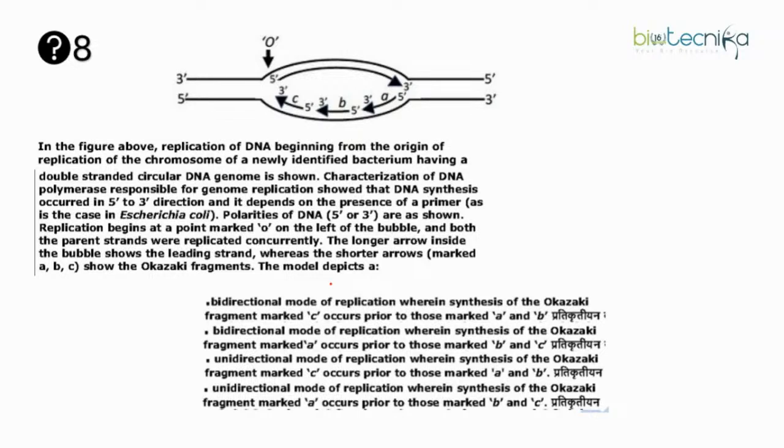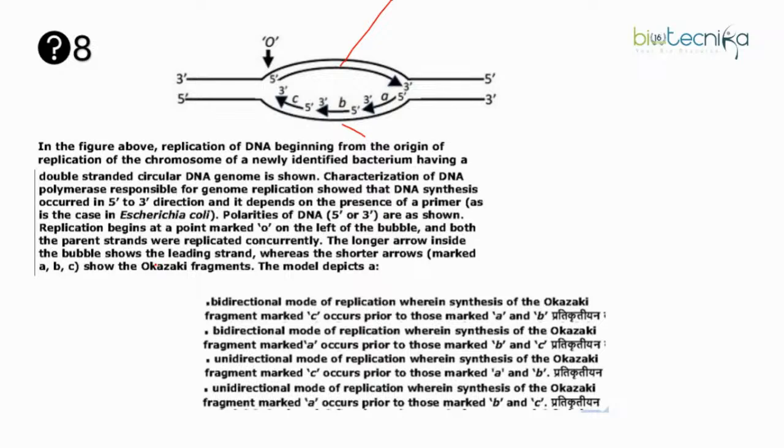Okay, coming to question number 8. So they have given you a picture here. This is the picture of a replication bubble where you can clearly see that this is a leading strand and these are the lagging strands, right? So in the figure above, replication of DNA beginning from the origin of replication of chromosome of a newly identified bacterium having a double-stranded circular DNA genome is shown.